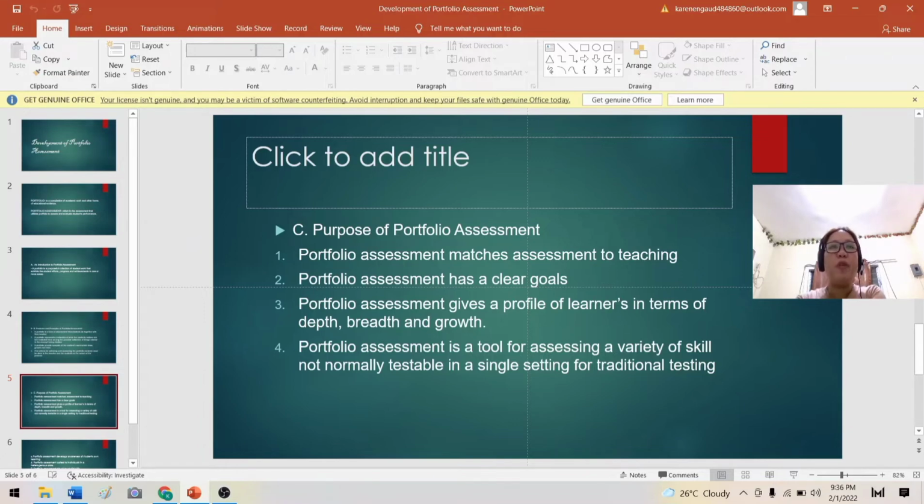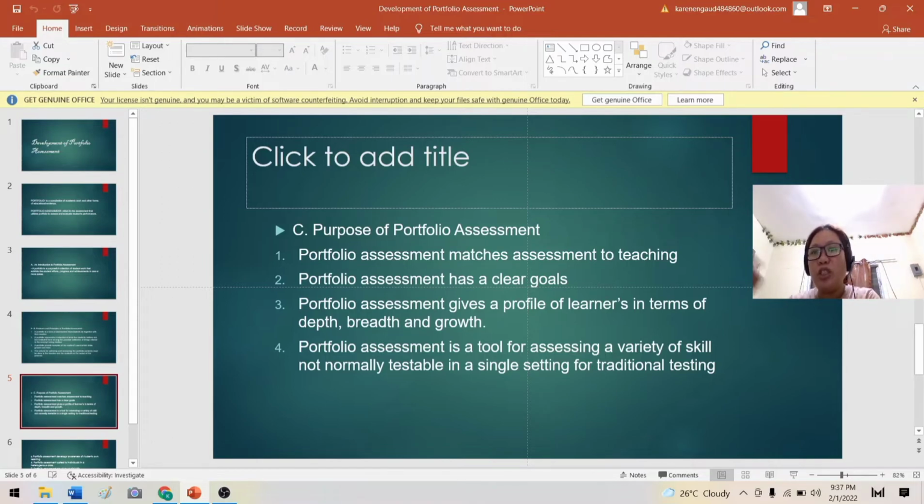Before that pala, what is the purpose of portfolio assessment? Purpose of portfolio assessment enables students to reflect their real performance and encourages students to take responsibilities for their own learning.